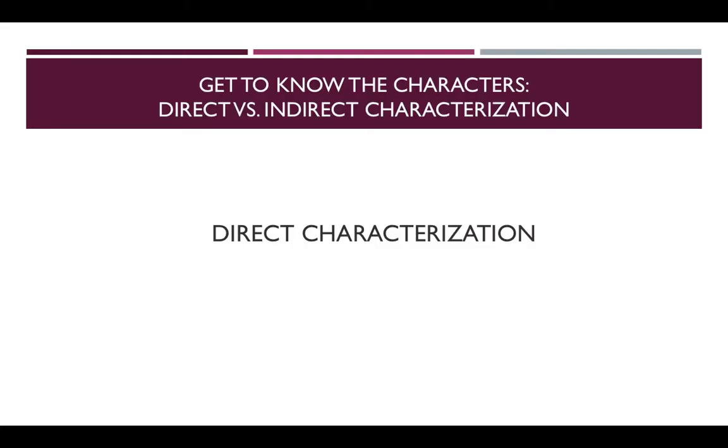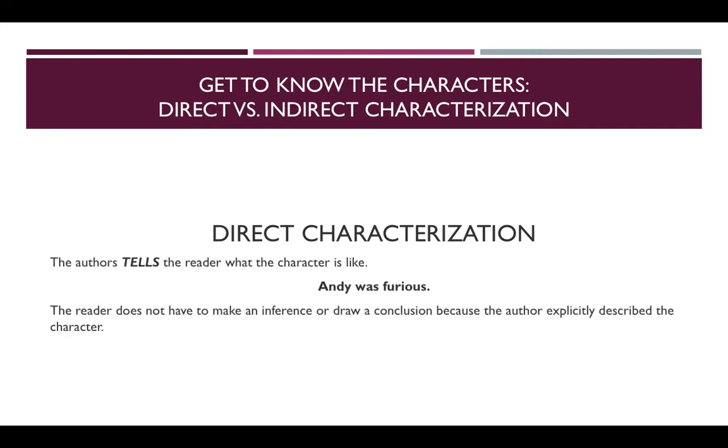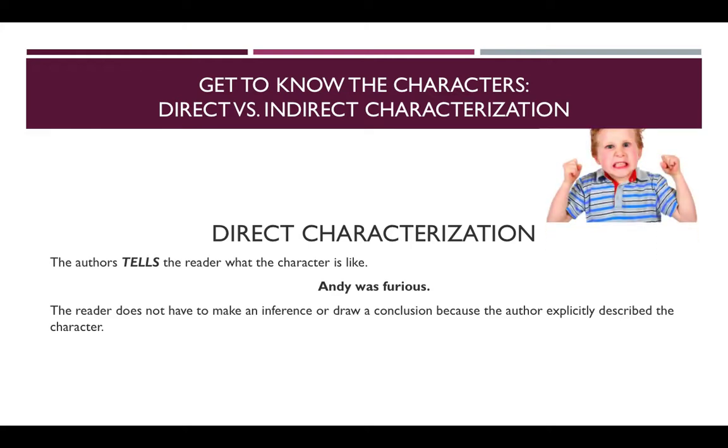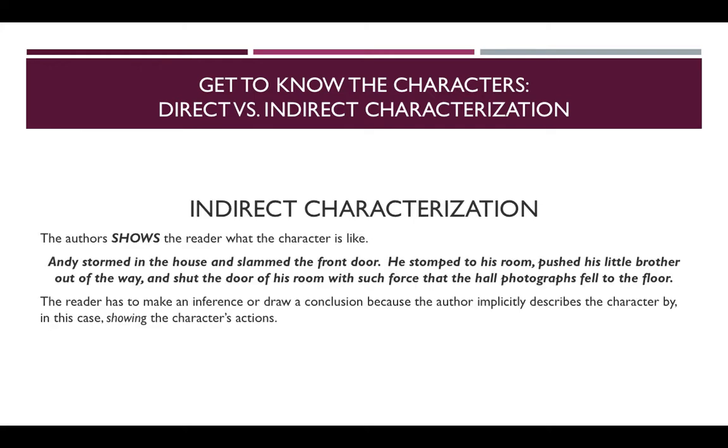When an author uses direct characterization, the author tells the reader what the character is like. For example, Andy was furious. The author does not have to make an inference or draw a conclusion because the author explicitly described the character. We know that Andy was furious. When an author uses indirect characterization, the author shows the reader what the character is like.